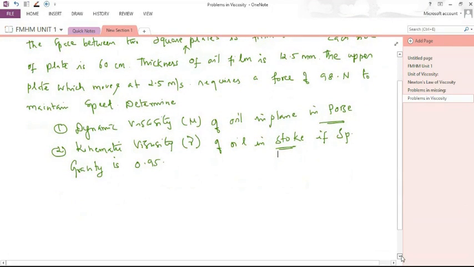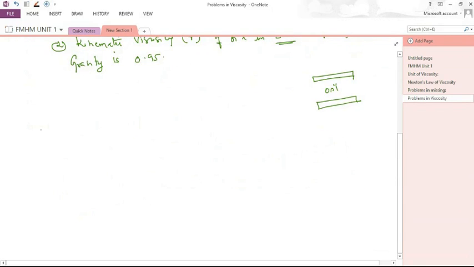So just read out the question. The space between the two square plates, you have to consider as parallel plates. Parallel plates means you can assume like this: two parallel plates filled with oil, where each side is given. So here you can note down the data given to us. Each side is given, which is 60 centimeter.